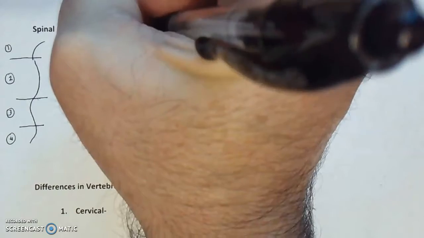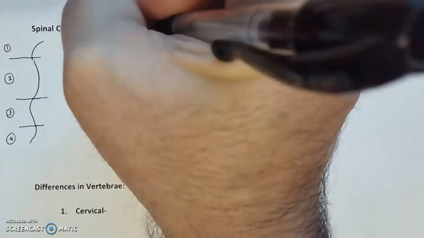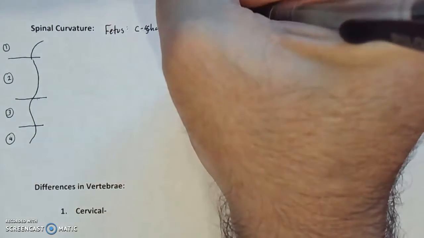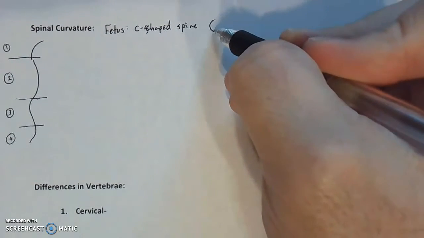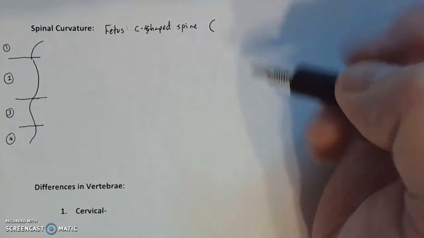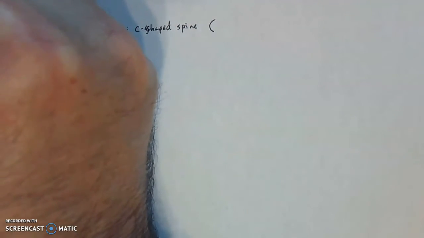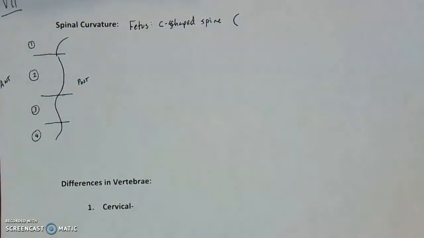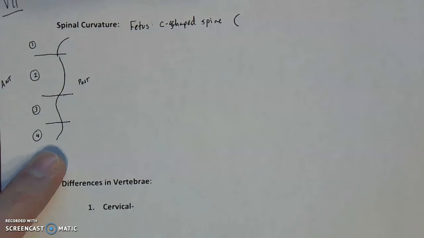So if we look at a fetus, they basically have a C-shaped spine. So it's kind of just like that with their head here and their butt down here and their feet. So just to label our diagram, here is anterior, and this would be posterior. So we are going to have a slight curve in our neck, our thoracic, our lumbar, and our sacrococcygeal areas.